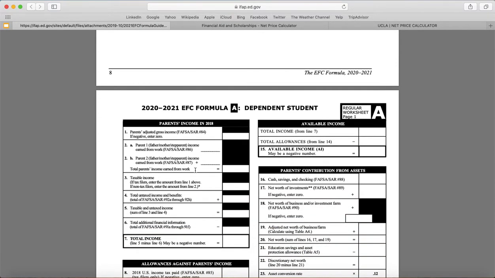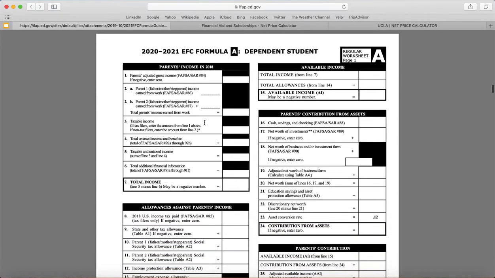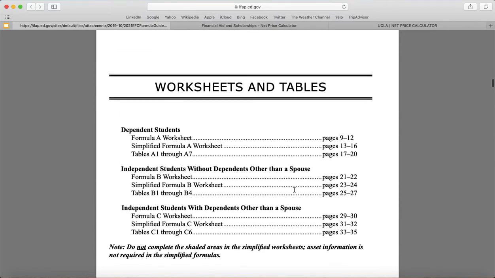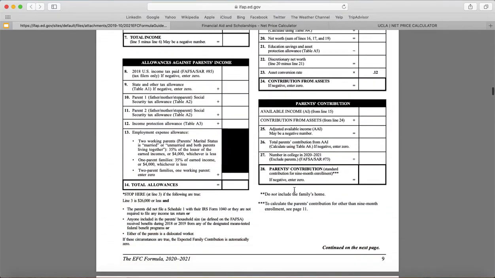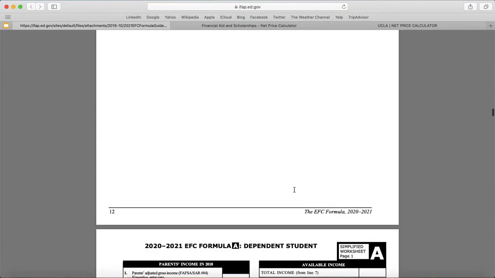family contribution. And again, you don't actually have to do any of this. The college will do it for you. But if you want to try it yourself, you can go ahead and fill out this form. However, it can be very long and kind of hard to understand.